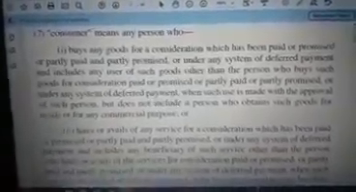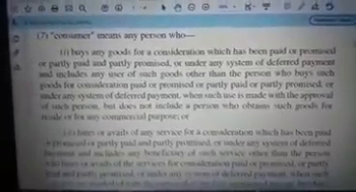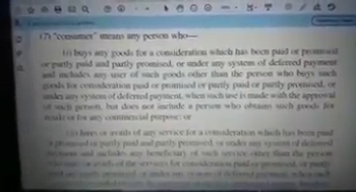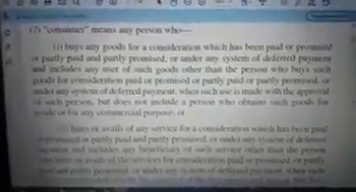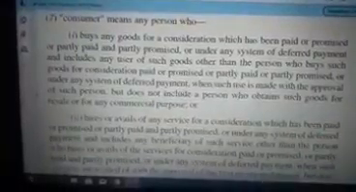Consideration which has been paid means totally in cash, or promised means credit system, or partly paid and partly promised, or under a system of deferred payment. Deferred payment here means installment. So if a person has bought certain goods on installment, he would be counted as a consumer. This is the first thing which is being explained in the first half of this paragraph.